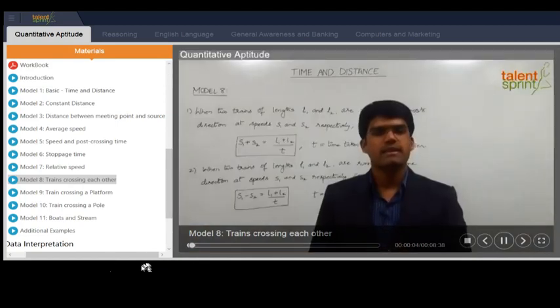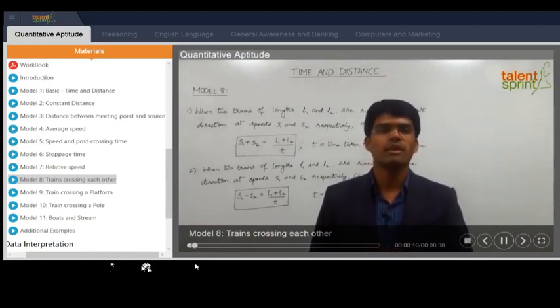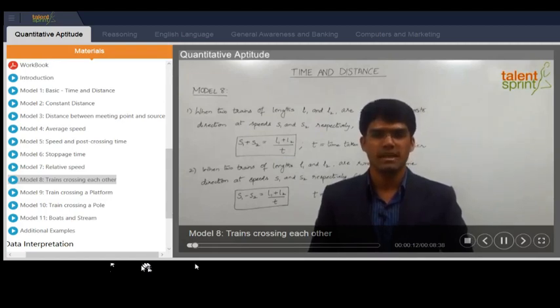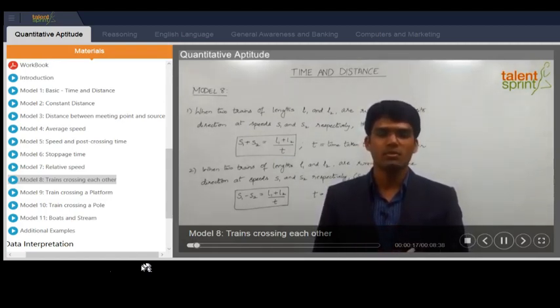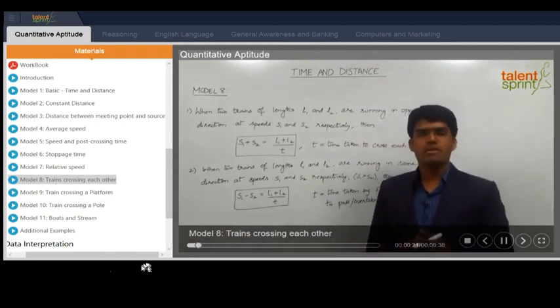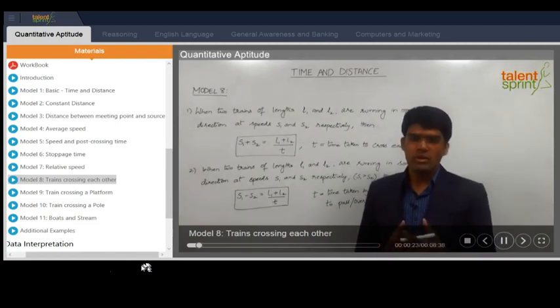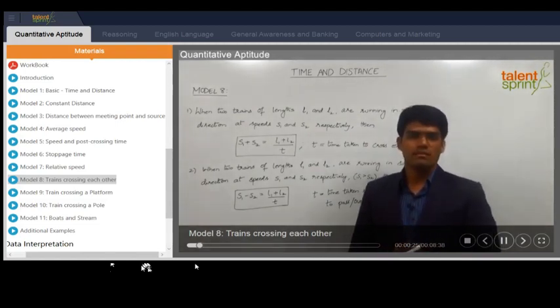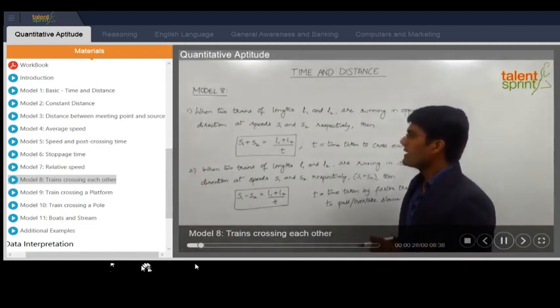Let us now discuss the 8th model from time and distance, where we are supposed to solve questions related to two trains either moving in opposite direction or moving in same direction. Let us first understand the basic equation that can be used for solving these type of questions. Here there are two possible cases: either two trains move in opposite direction or two trains move in the same direction. Let us look at the first point.